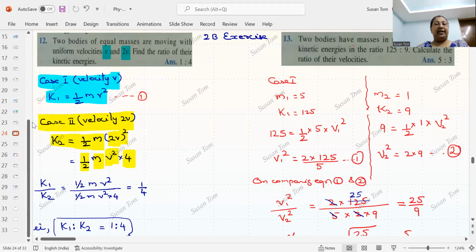What do you have to do? Compare their kinetic energies k1 by k2 so that directly we can cut the half. If you find it difficult, you can place them into numerator and denominator. Okay, the denominator 1 by 2 will go on the numerator then. Half mv square over half mv square into 4. On cutting, you will get 1 by 4. So k1 ratio k2 is equal to 1 ratio 4.